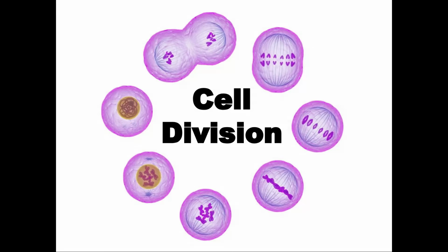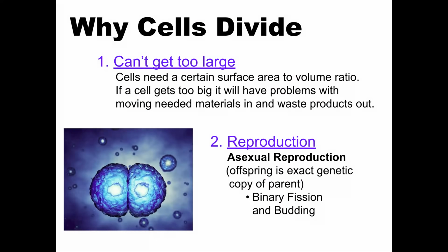Today, we are going to go over the process of cell division, including the phases of mitosis. But first, let's talk about why cells need to divide. So, number one, they need to make sure they are staying small enough so that they can efficiently work. What this means is if they get too big, they're going to have problems with getting in enough needed materials and also getting rid of all of the waste products that they will be creating.